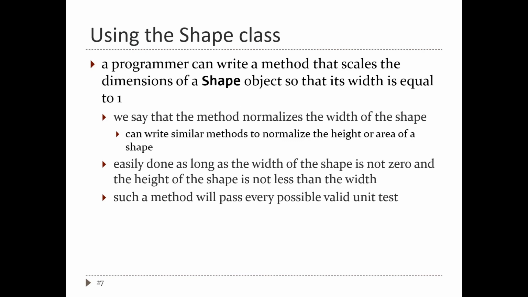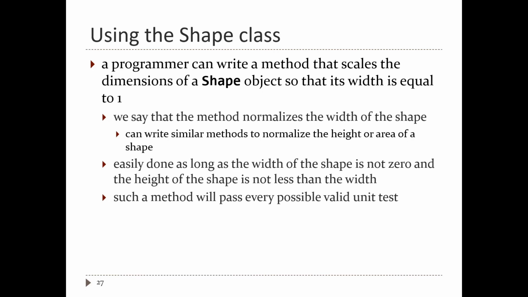Using the contracts of the methods width and height from the shape class, it's possible to write a method that scales the dimensions of a shape object so that its width is equal to 1. We say that such a method normalizes the width of the shape. The idea in the method is that we take the width and height of the shape and we simply divide both of those dimensions by the current width. That ends up setting the width of the shape to 1, and it scales the height of the shape accordingly.